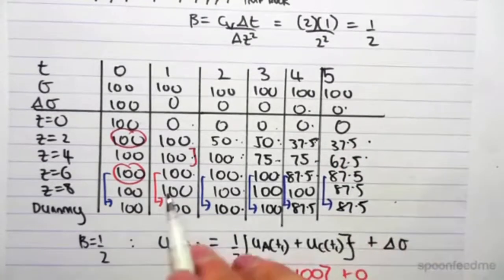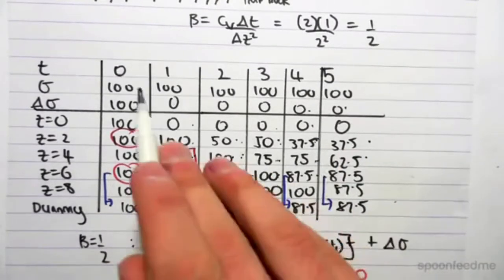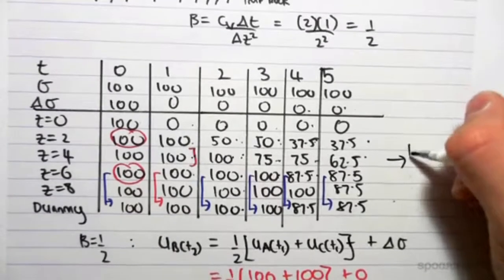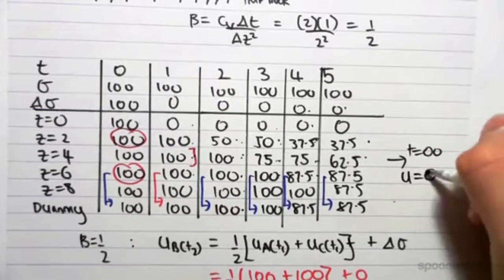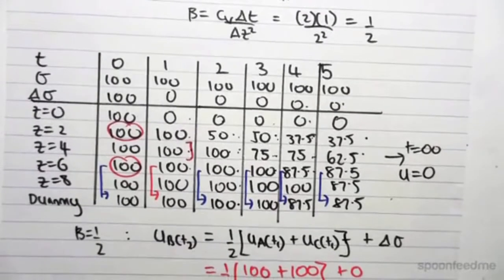So as you can see, our excess pore water pressures are reducing as we're going on in time. Eventually, as time equals infinity, our excess pore water pressures at any point will be 0.